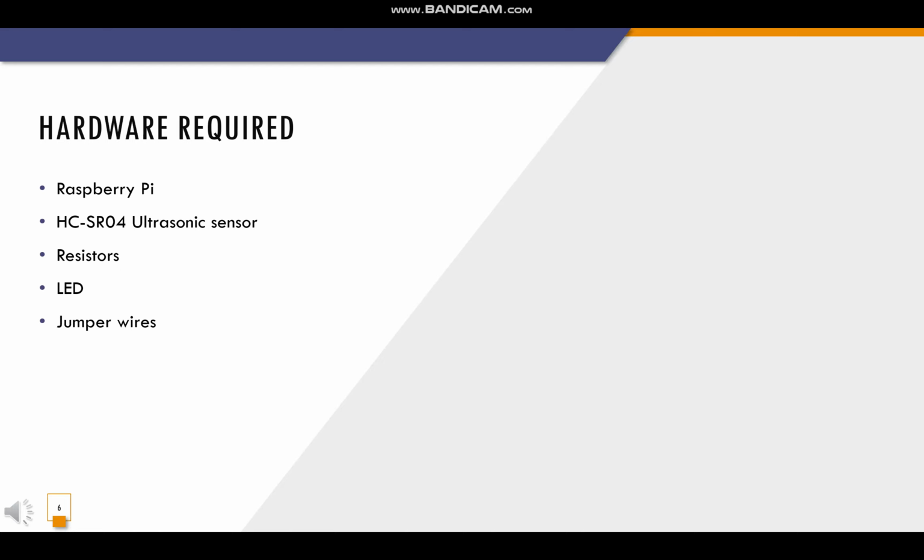The hardware required is as follows. A Raspberry Pi board. I'm using a Raspberry Pi 4 Model B board for this particular project, an HC-SR04 ultrasonic sensor, resistors, an LED, and some jumper wires.